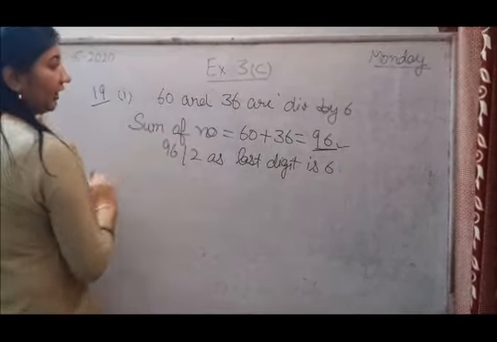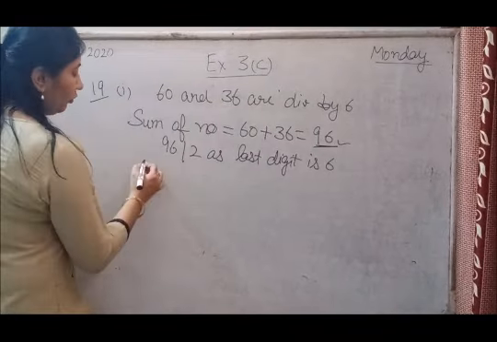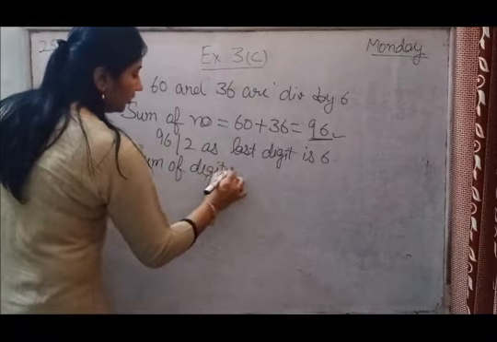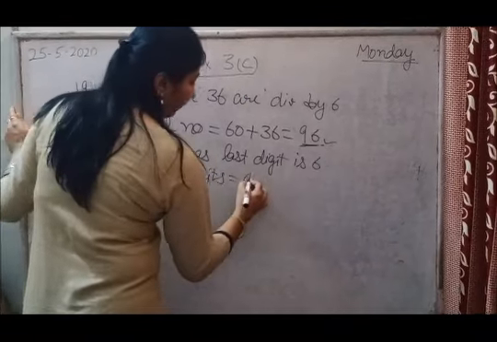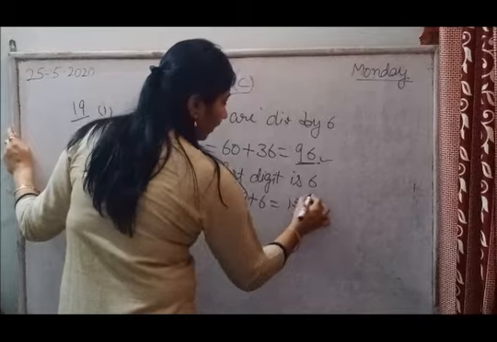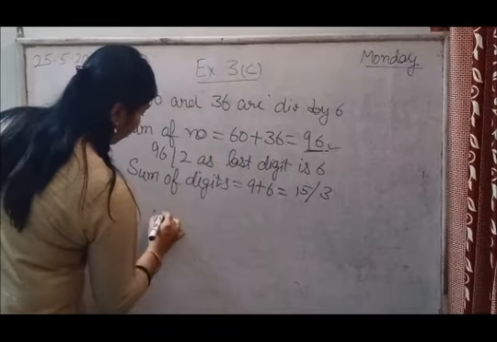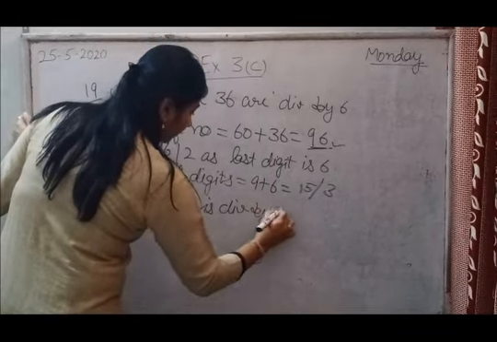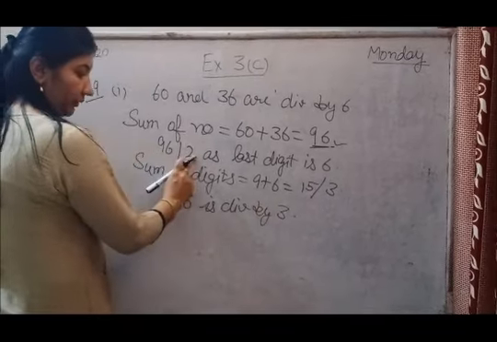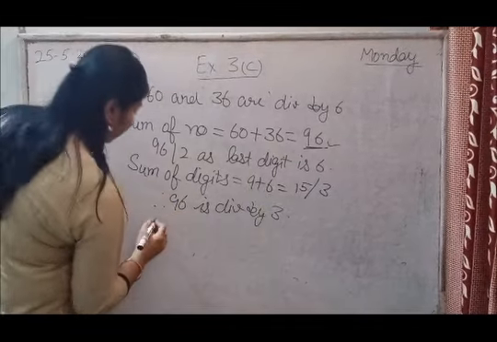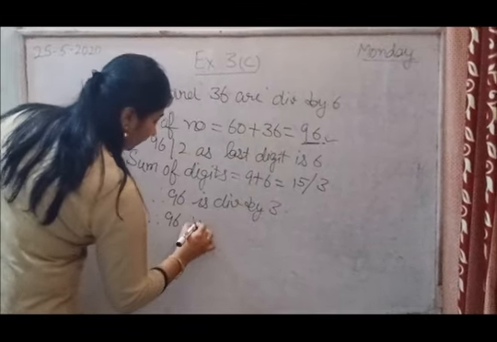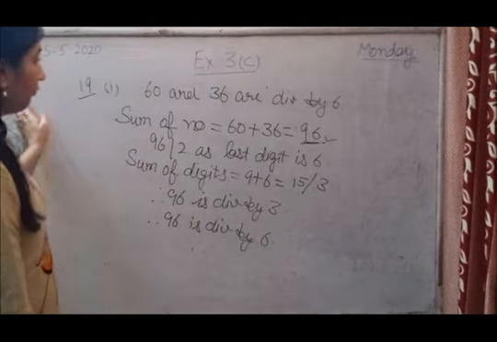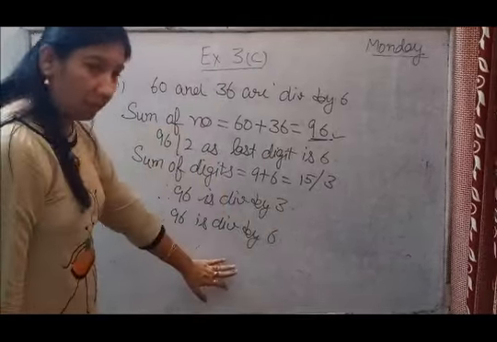You have to find divisibility by 3. What will you do? Sum of digits. 9 plus 6, that is 15. 15 is divisible by 3. Therefore, 96 is also divisible by 3. Now this 96 is divisible by 2 as well as 3. Therefore, 96 is divisible by 6. This only you have to prove. The sum of the numbers is divisible by 6.